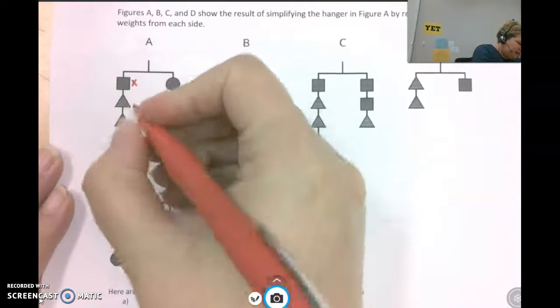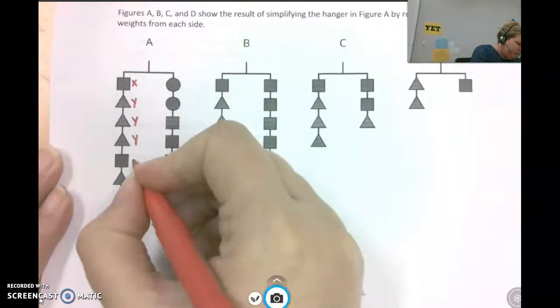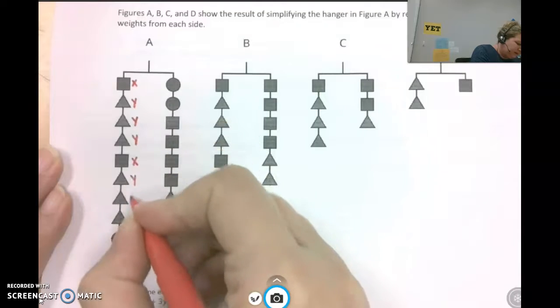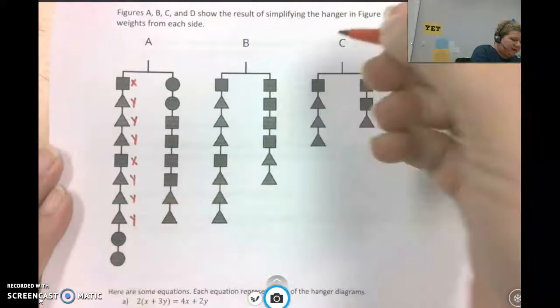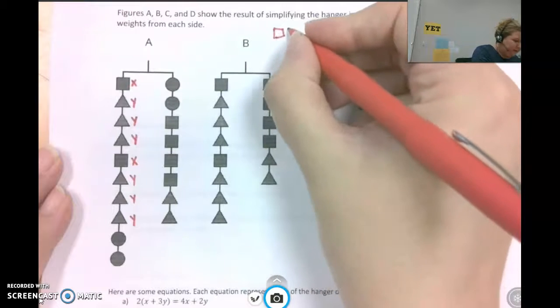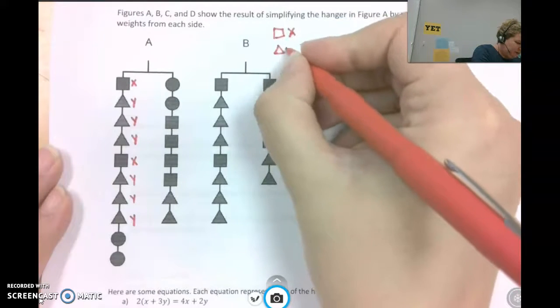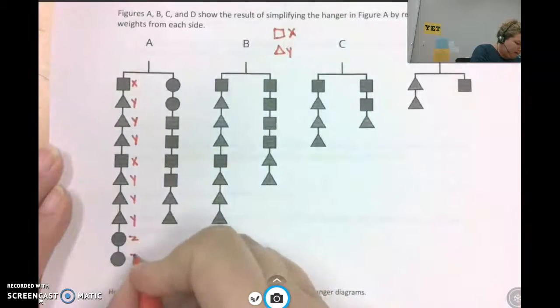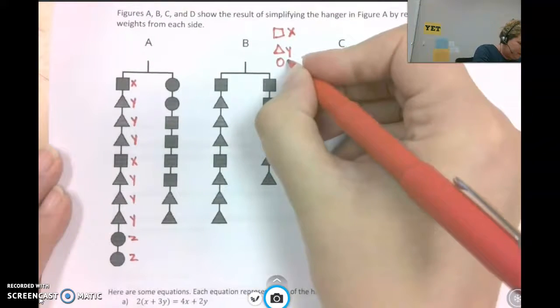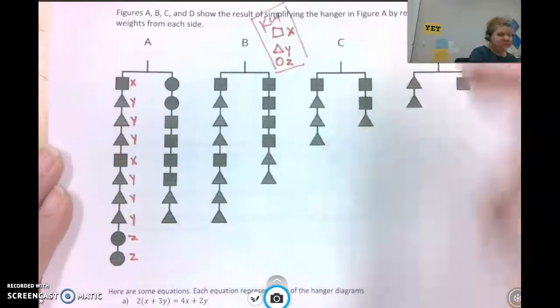Let's call this X and Y. So then we have X again, Y, Y, Y. Here's my key: I'm calling the square X, and for the triangle, I'm calling it Y. Let's call the circle Z. And that's just my key that I am using.